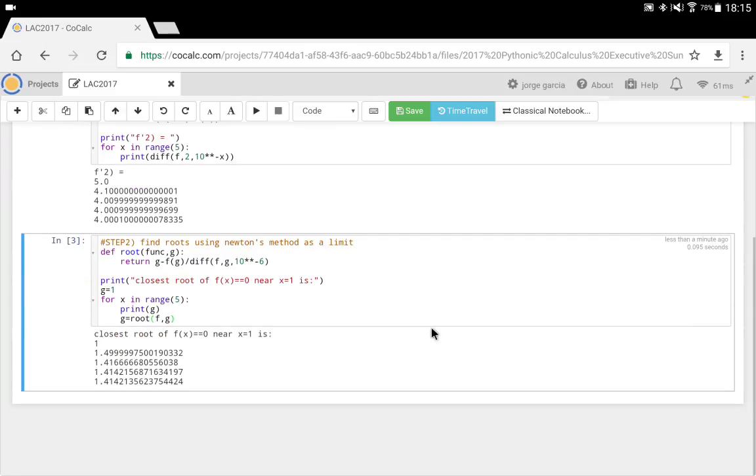And so the closest root to x equals 1 is, well, that is rad 2, basically, isn't it? Now, I don't have all decimal convergence, but I do have tenths, hundredths, thousandths, ten-thousandths, hundred-thousandths convergence, you know? All right, I mean, I can go crazy and make it, I don't know, 10.